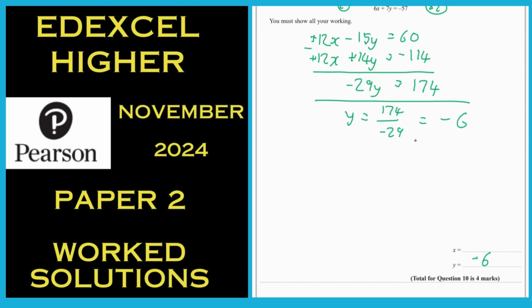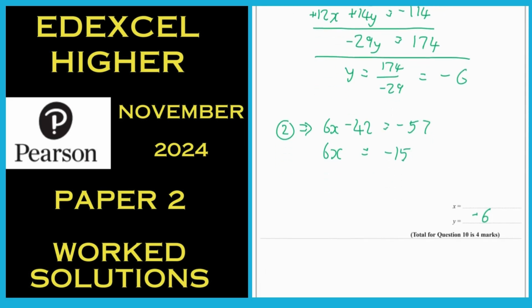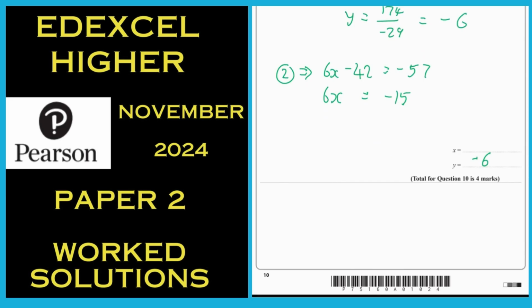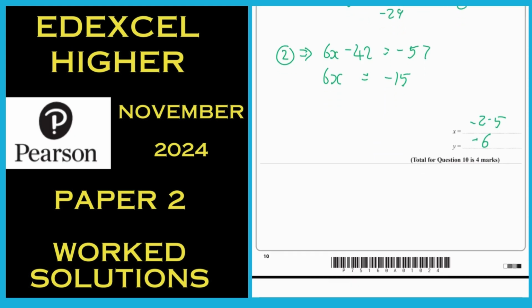I'm going to pick the bottom equation. Bottom equation says that 6x plus 7 times minus 6 is minus 42. Adding 42 to both sides, and dividing both sides by 6, we can give the answer minus 2.5 or any fraction equivalent of.